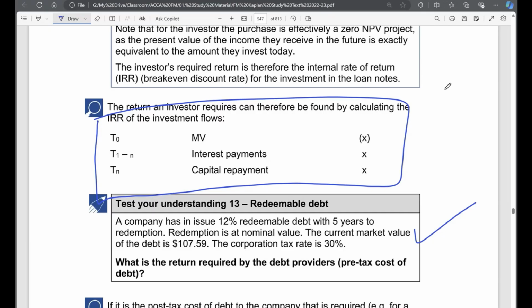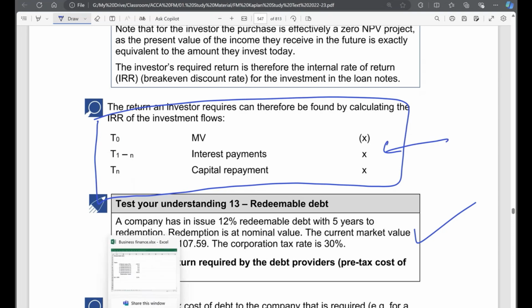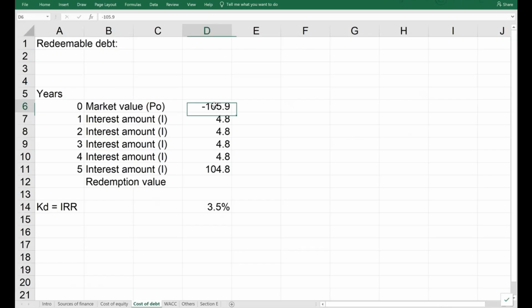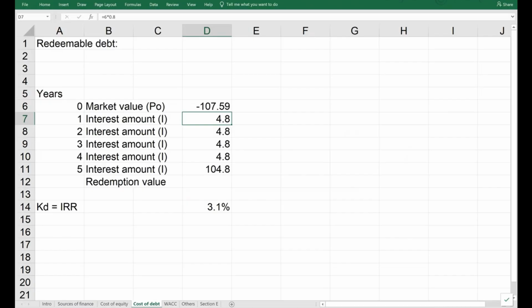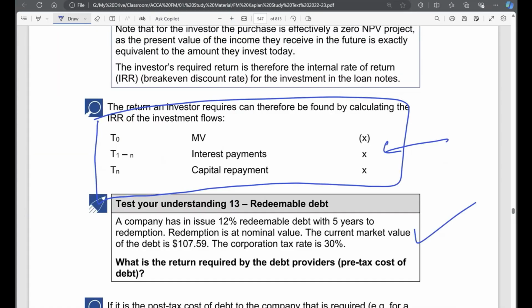Nominal value, face value, par value, same meaning. How many years? 5 years. Okay, we can do it very easily. The current market value is 107.59. So 107.59 as an outflow today. Then we have 5 years of interest, which is simply 12% into 100. So 12. We don't need to do after tax.